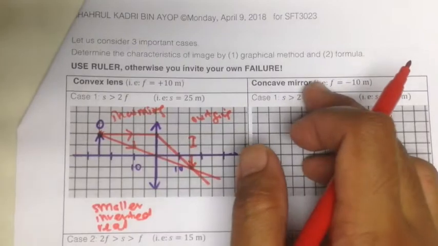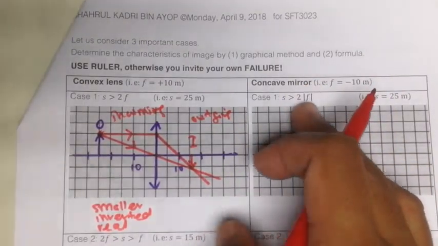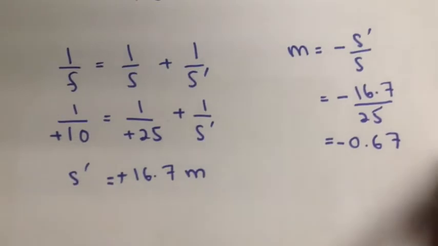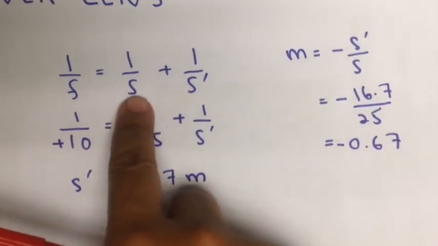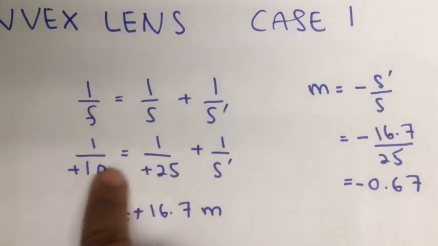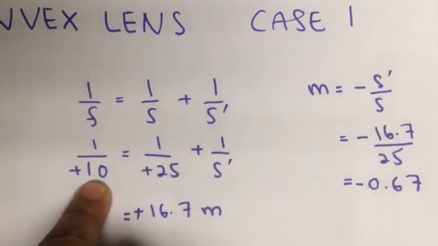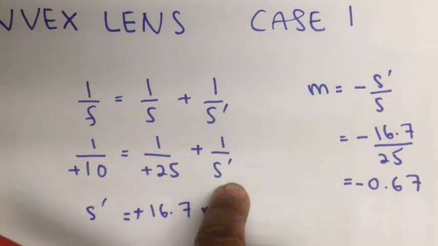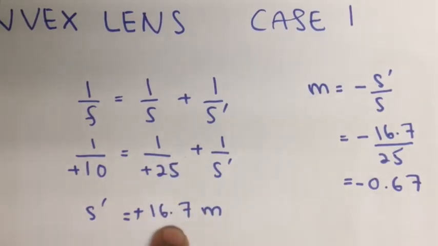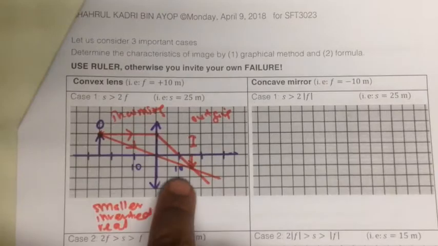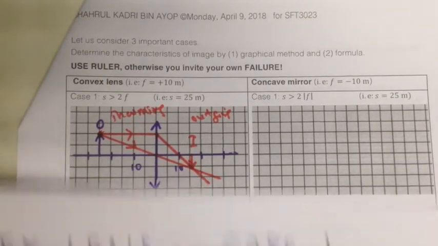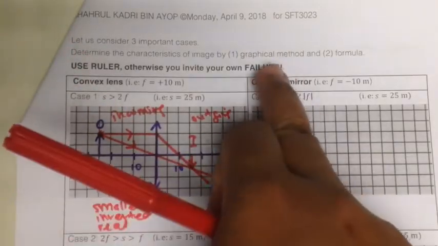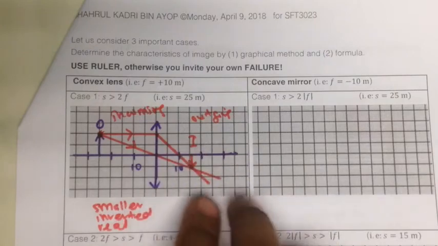If we use the formula, like this, we have this formula 1 over f equals 1 over s plus 1 over s prime. So you put the value for the focal length and the position of the object, and we want to know the position of the image. So from this calculation we have 16.7. So is it true? If you look here, okay, it coincides. So that means both techniques, graphical or math formula, can be used to confirm the location of the image.